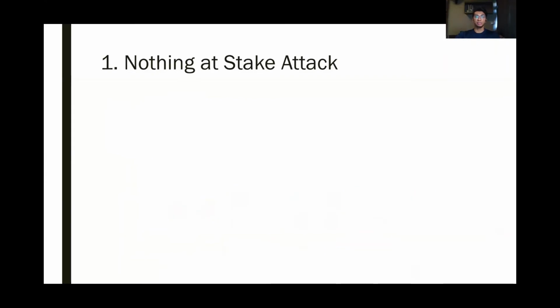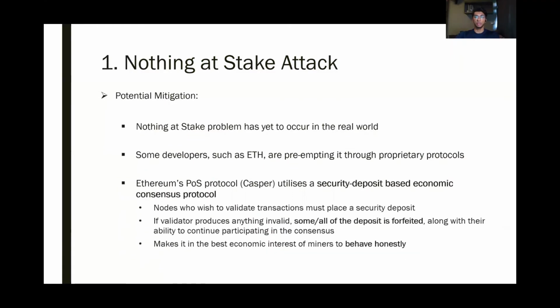Even though the nothing at stake problem has yet to occur in the real world, there are some potential mitigations through proprietary protocols that aim to preempt this problem. For instance, Ethereum's new Casper POS protocol utilizes the security deposit-based consensus protocol, where nodes who wish to validate transactions need to place a security deposit. This deposit is forfeited if the validator produces anything invalid, along with their right to continue participating in the consensus. This naturally aligns the miner's interest to behave honestly.